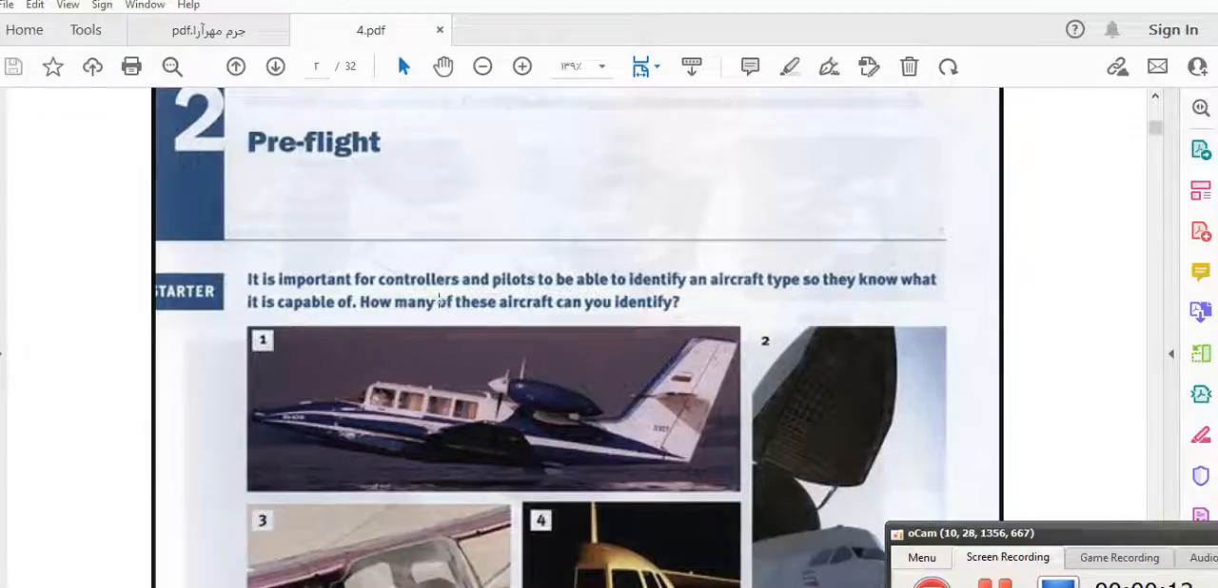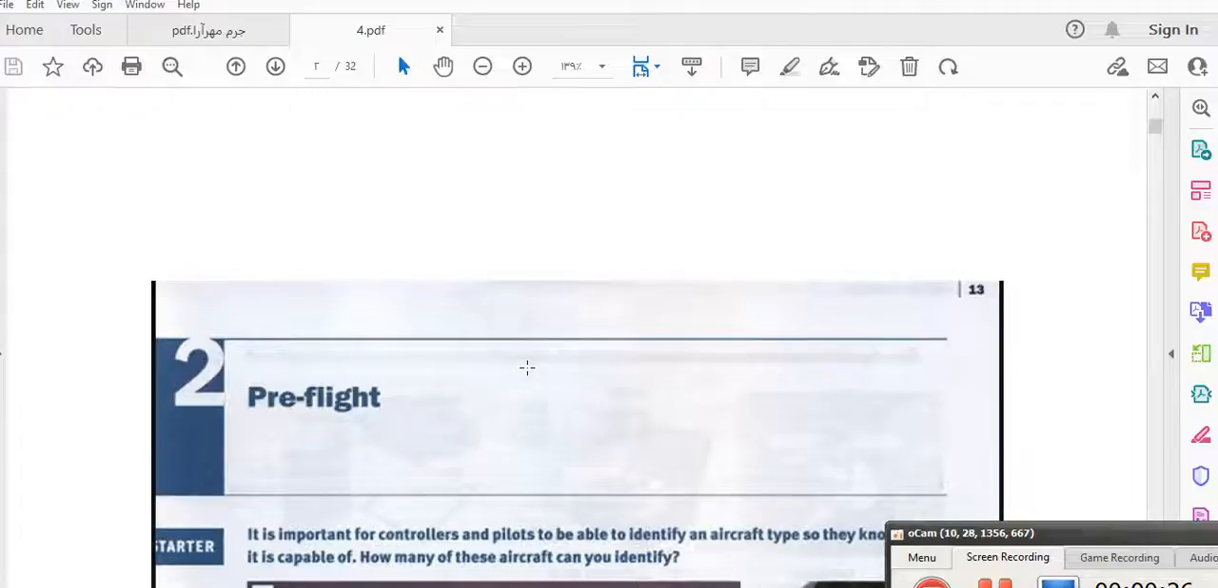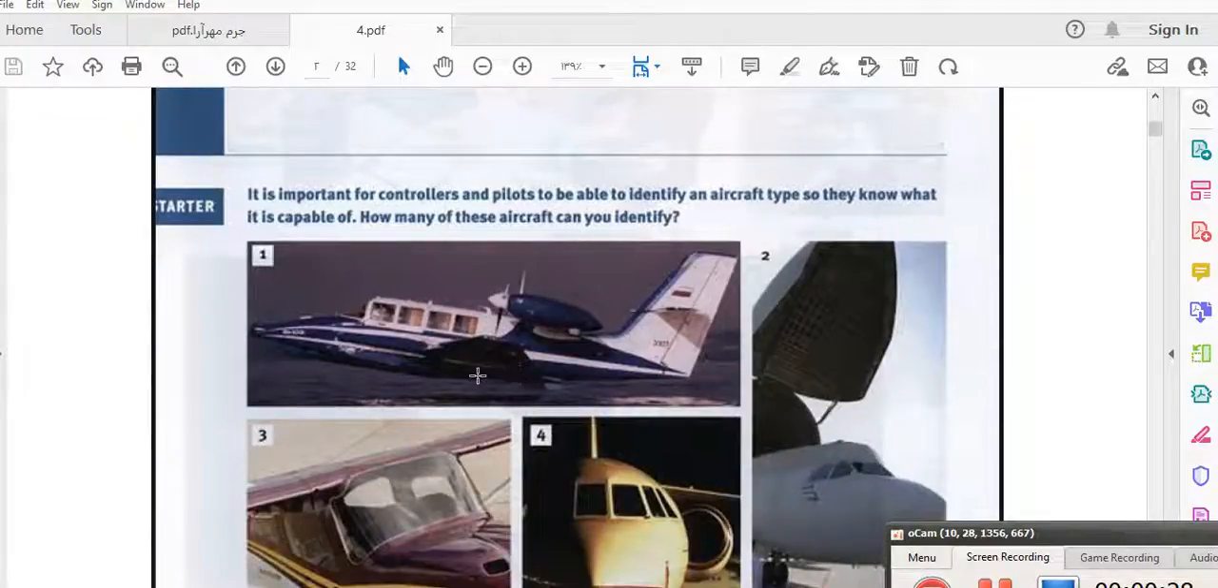It's important for controllers and pilots to be able to identify an aircraft type so they know what it is capable of. What it is capable of means ability, what these aircraft can do. How many of these aircraft can you identify?